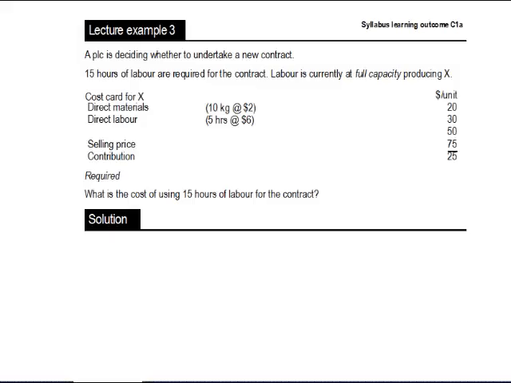Lecture example 3 is about the relevant cost of labour. Let's have a look at the scenario. APLC is deciding whether to undertake a new contract. Now, for the contract, they need 15 hours of labour, and at the moment, their labour is currently working at full capacity, producing another product X. We've been given the cost card for product X. We can see that it makes a contribution of $25 a unit. We've got to work out what the cost is of using 15 hours of labour for the new contract.